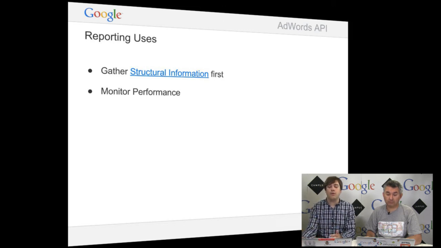So you can get a full account overview very quickly, and you can store that locally and do processing on it and use it for other means. And then, as I said before, monitoring performance is the main use for reporting. There is also a link here to a guide on how to gather the structural information from reports and build a local SQL database that you can then run your own requests on.